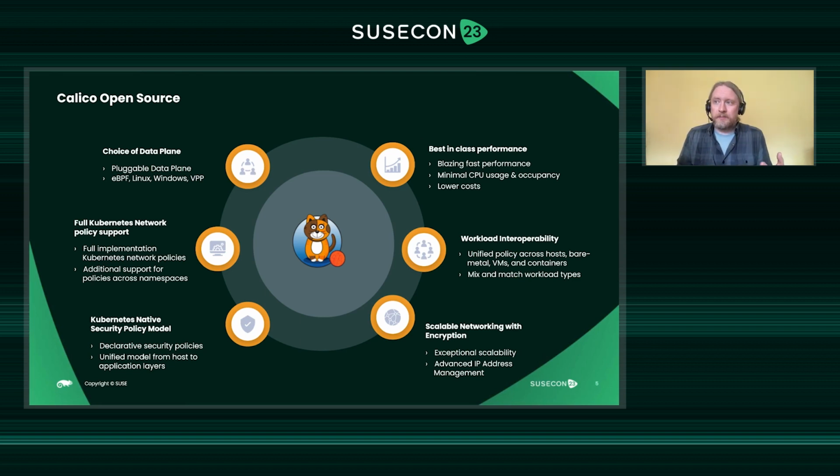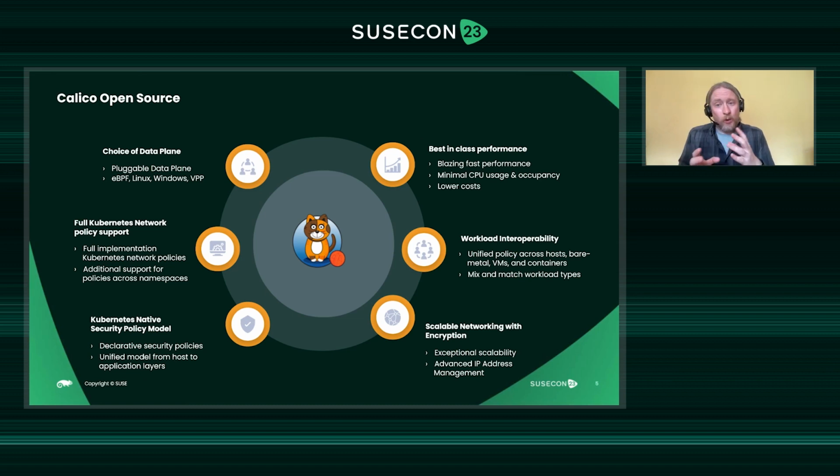Now, Calico has been built on a pluggable data plane model. So that allows you to choose the data plane that works best with your workloads. So you could choose eBPF data plane, Linux iptables data plane, Windows, VPP. And actually, when it comes to eBPF, we are a platinum partner with the eBPF Foundation.